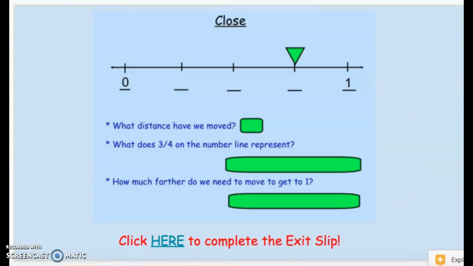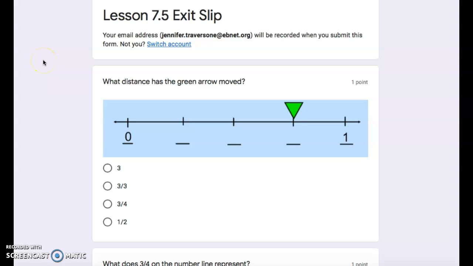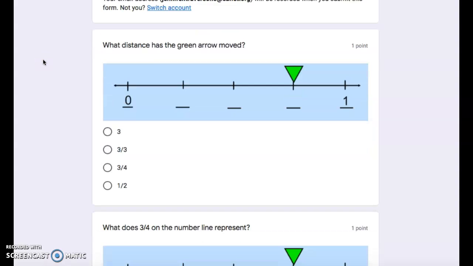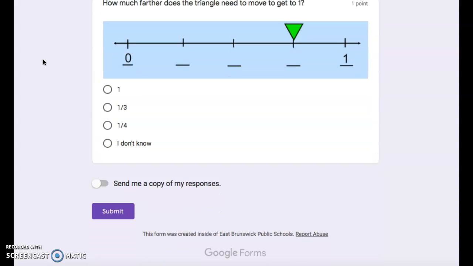When you are done, you will complete today's exit slip. Here's the question below to get your brain started. Otherwise, please click here. Here is today's exit slip. It is 3 questions long. You will complete each question and then hit submit.